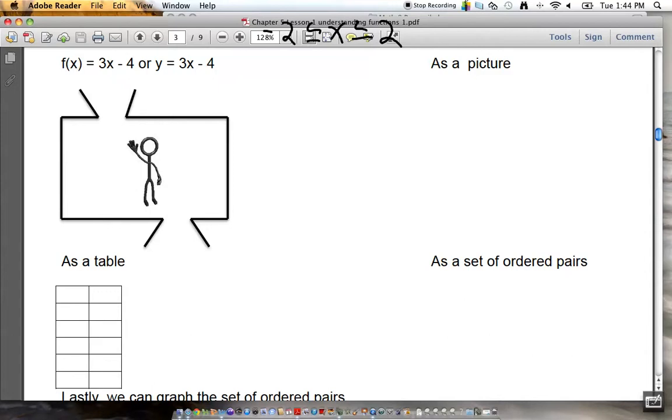Okay, guys, get started on that. You got about 3 minutes, then I'm going to go around and check it off with you. Just draw in the pictures, the table, the set of ordered pairs, and the picture itself. Right there.